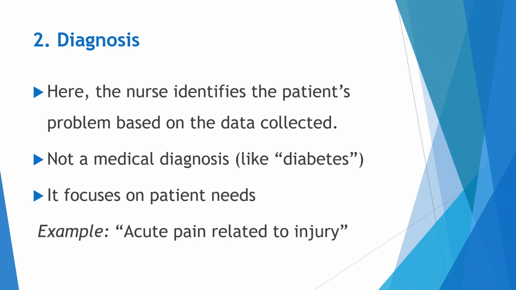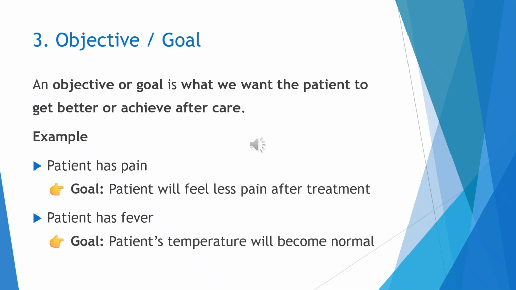For example, if a patient has pain due to an injury, the nurse may write it as acute pain related to injury. So in simple terms, diagnosis means identifying the patient's problem based on the data collected, with focus on care needs. Students, now we will see the third step, which is objective or goal.